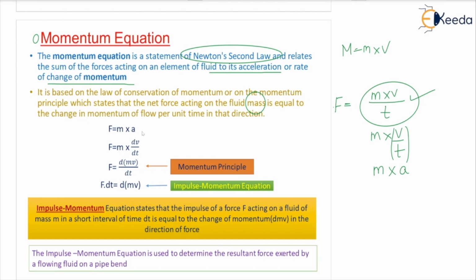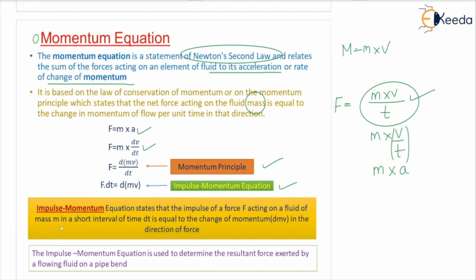The same is expressed in the equation here. Force equals mass into acceleration, which is m dv by dt, and mass is constant, so we take it inside the differential: d(mv)/dt. This is known as the momentum principle, because momentum is mass into velocity. The same equation can be written as F dt equals d(mv). In this format, the equation is also known as the impulse momentum equation.